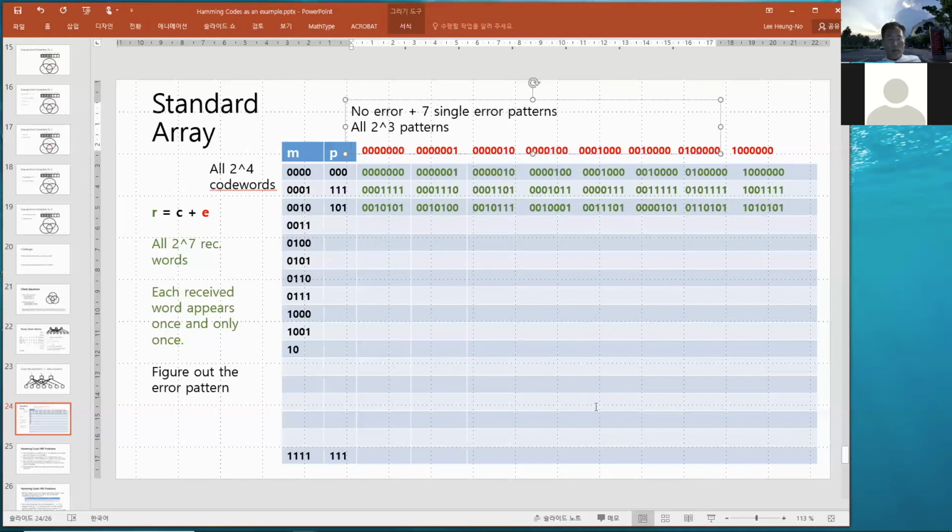And so on and so on. You can do that throughout the whole 16 rows. You have a complete standard array. And here, each word appears once and only once, never occurring twice. So it makes up 2 to the power of 4 times 2 to the power of 3, which is 2 to the power of 7 words that are possible. So as you have seen from here, you can correct all single error patterns, flip the error patterns, because of this mechanism that we see here.